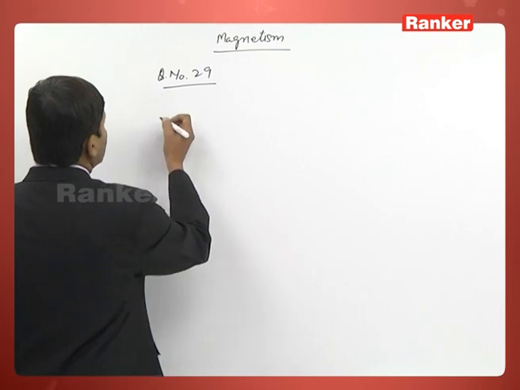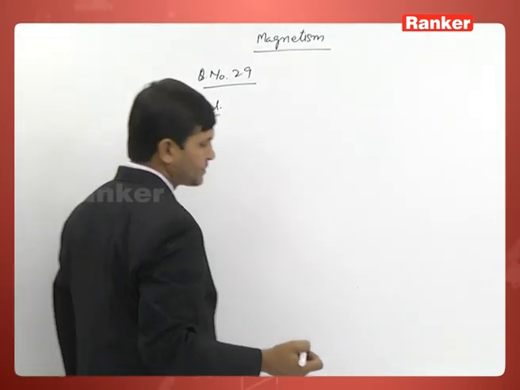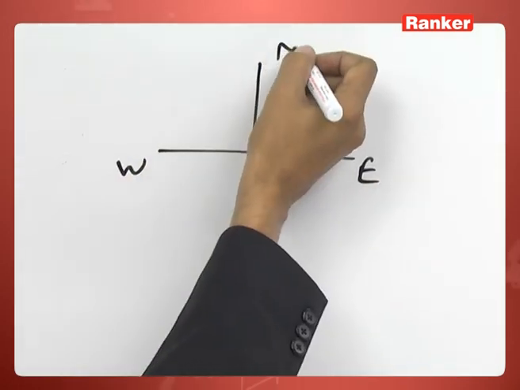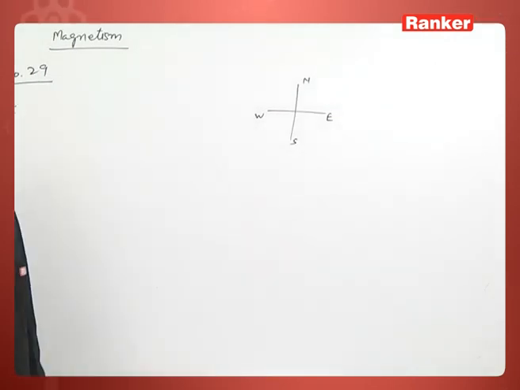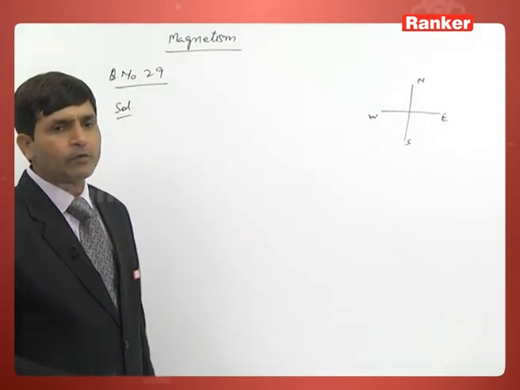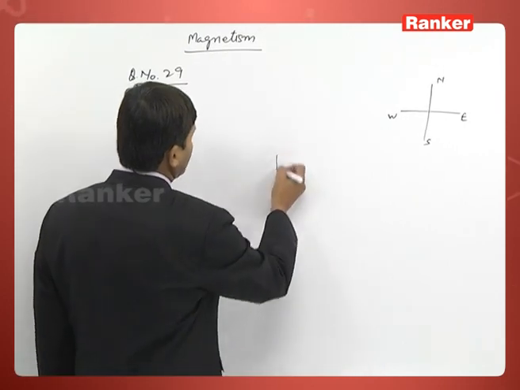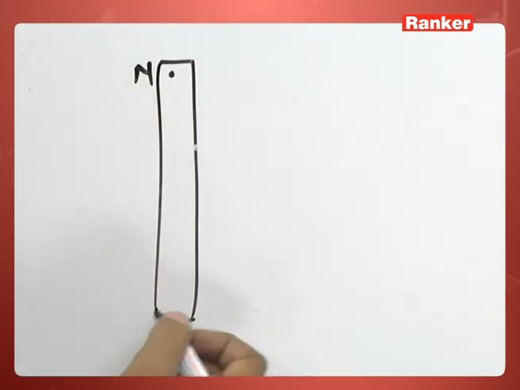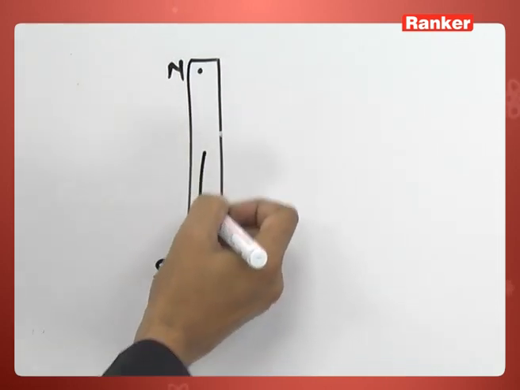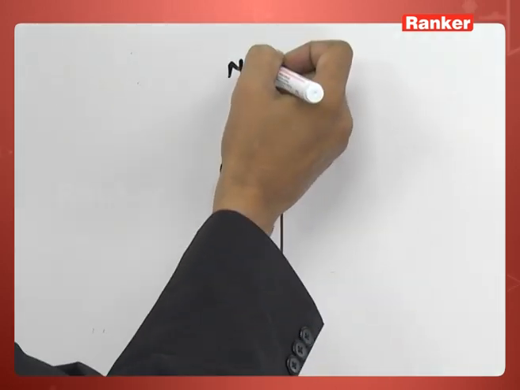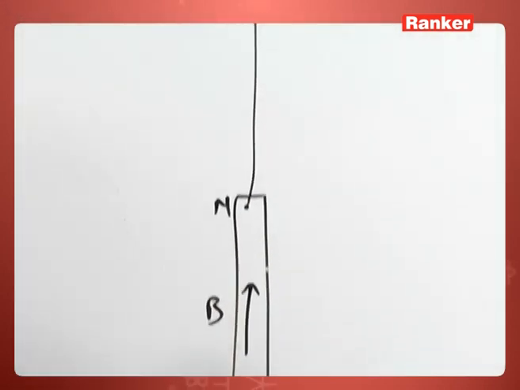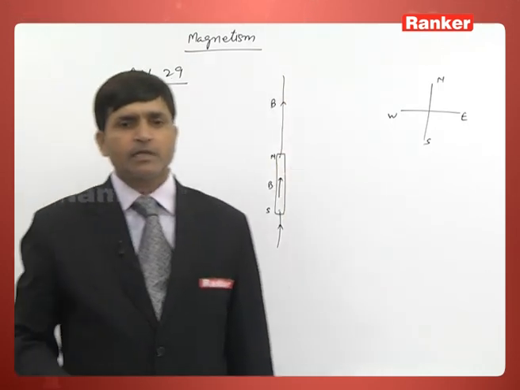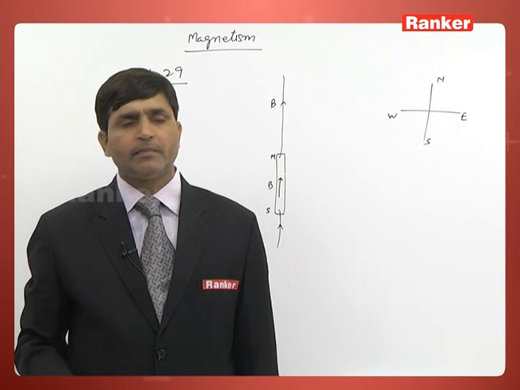See, as per the question, first we can define our directions: east, west, north, south. Now the bar magnet is placed with its north pole pointing towards north. This is our bar magnet. This is the north pole, this is the south pole. This is the direction of the magnetic moment and the magnetic field due to the bar magnet. Now it is given that the neutral point is at distance d from the center of the magnet.